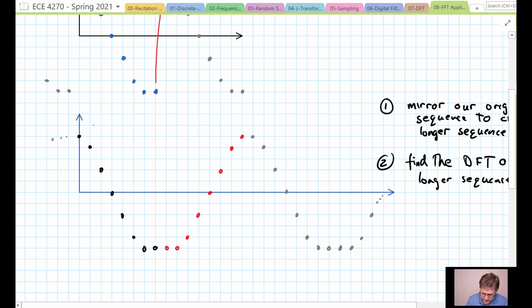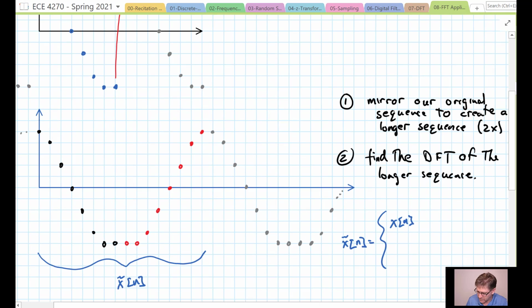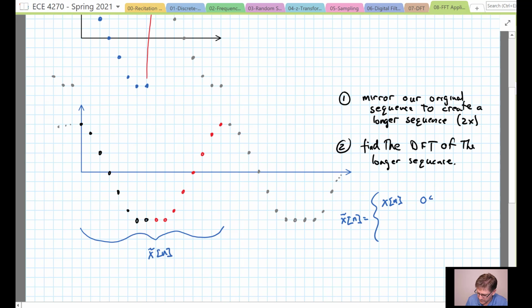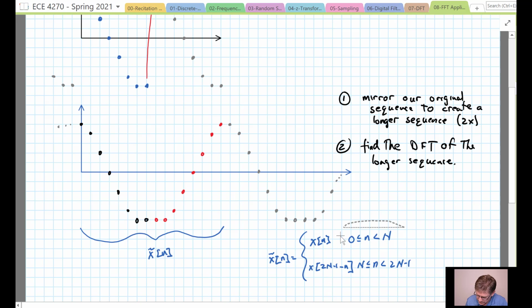So we're going to call this new sequence x tilde of n, and x tilde of n will equal x of n for 0 less than or equal to n less than capital N. See, I haven't given myself a whole lot of room, and this looks a little bit cramped. Let's move it down here and spread it out just a bit. Okay.